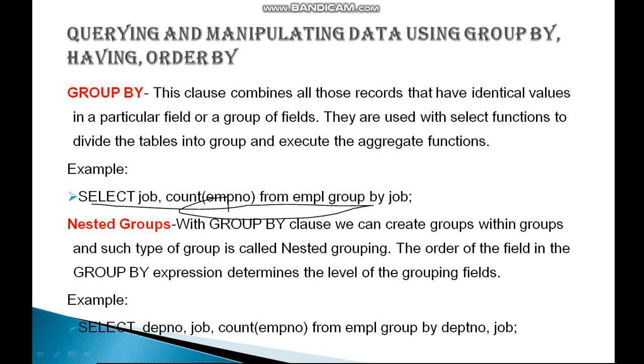So let us look at the query. Select department number, job, count employee number from employee group by department number and job. Now what is the meaning of this query? Select will display the department number, then the job, count employee number. Means with each department number how many jobs there are, and it will count how many employees are working in a particular job in a particular department. First they will group according to the department number, then according to the job. So one by one we will do here.